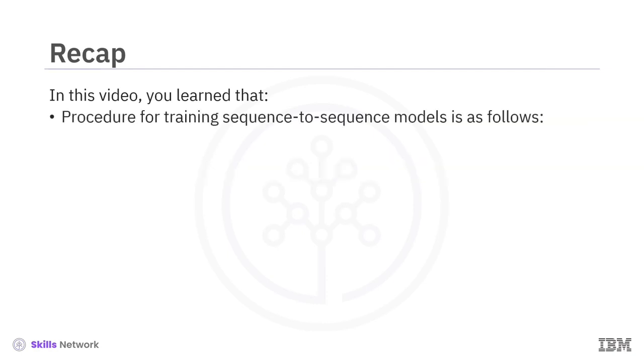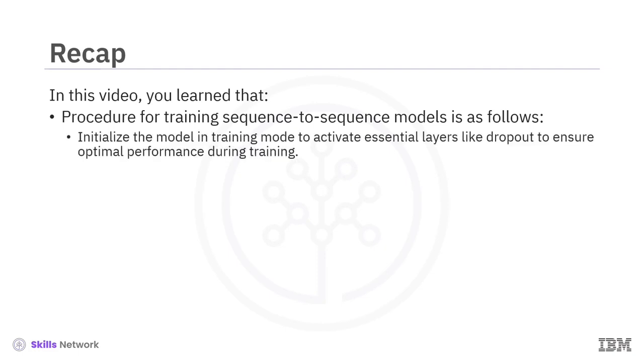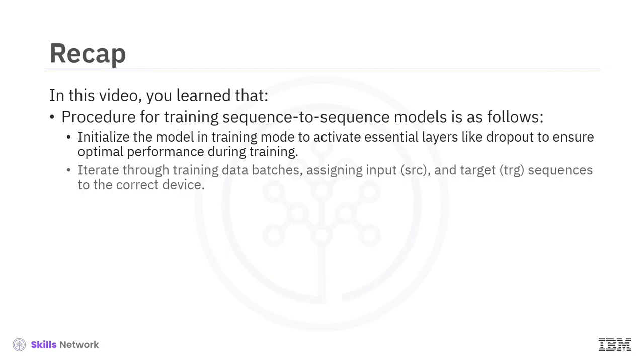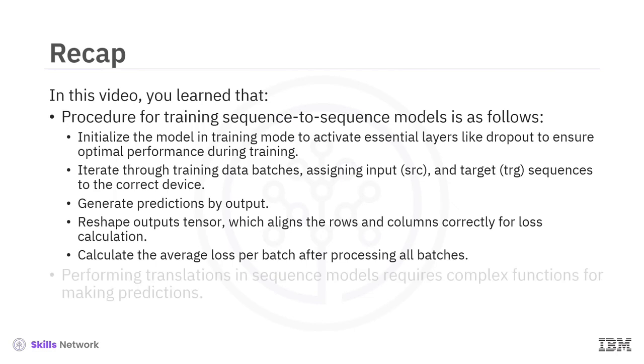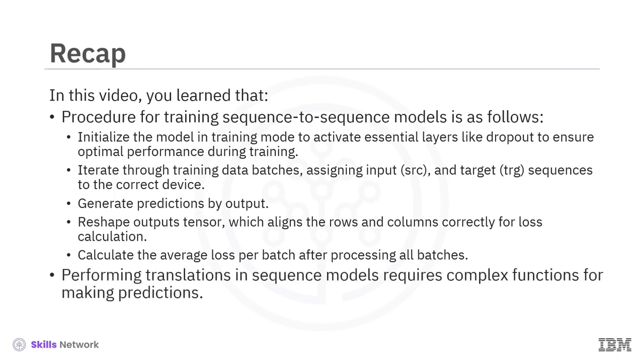The procedure for training sequence-to-sequence models includes initializing the model in training mode to activate essential layers like dropout, ensuring optimal performance during training, iterating through training data batches, assigning input SRC and target TRG sequences to the correct device, and generating predictions by output, reshaping the output's tensor, which aligns the rows and columns correctly for loss calculation, and finally calculating the average loss per batch after processing all batches. Performing translations in sequence models requires complex functions for making predictions.